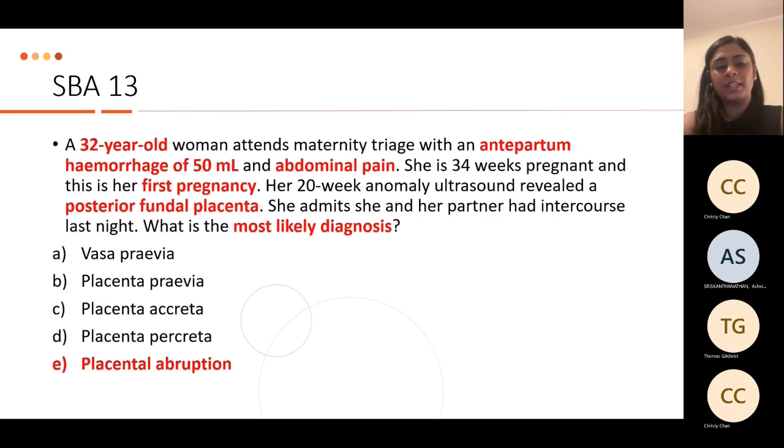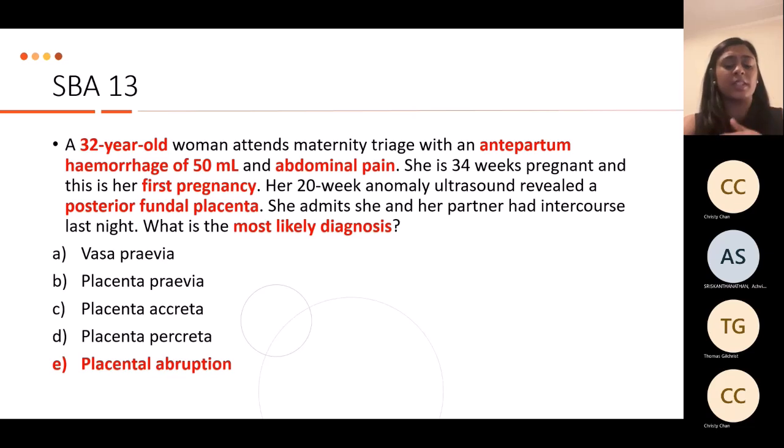So the correct answer here is actually a placental abruption. This is a 32-year-old. She's come in with an antepartum hemorrhage and she's got abdominal pain. The first thing, any time someone talks about vaginal bleeding in pregnancy, is do they have pain or not? Vasa previa or even placenta previa, they are generally presenting as painless bleeds. Vasa previa is rare. It occurs usually at the time of rupture of membranes, and usually you see some sudden fetal compromise at the time.